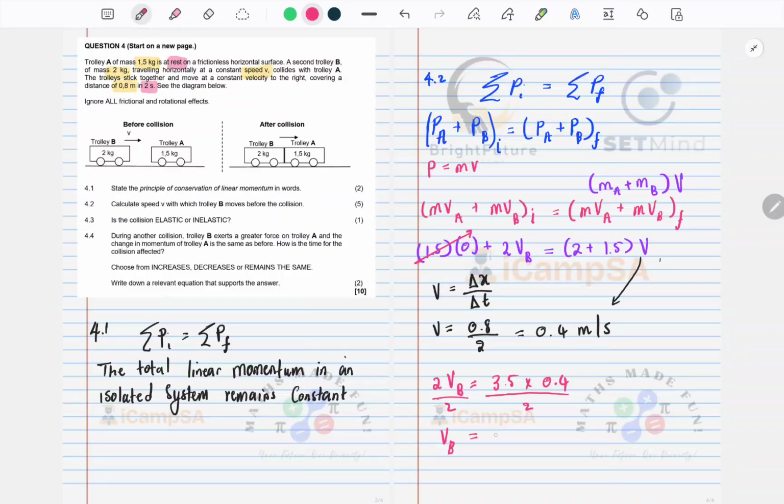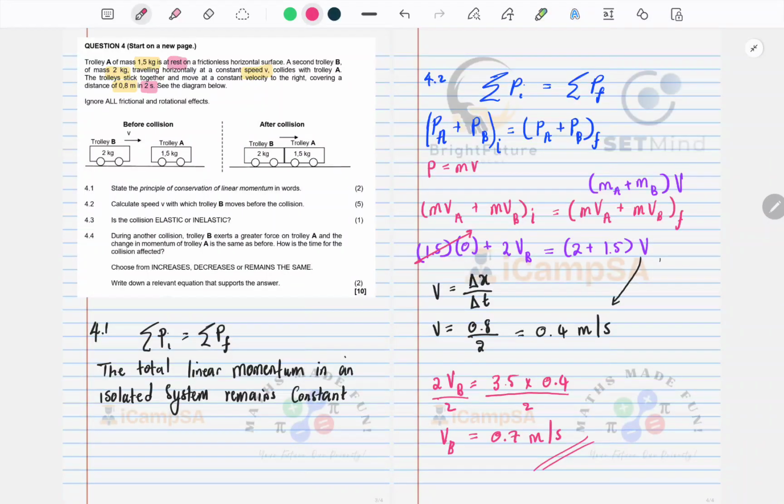And the answer is 0.7 meters per second, right? This is the magnitude, the speed V before collision. Okay, so now we've got an interesting question here.